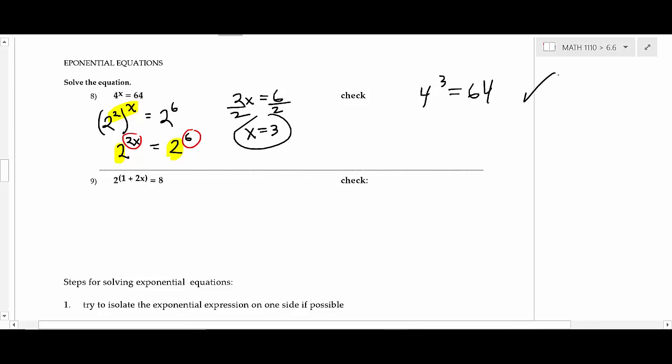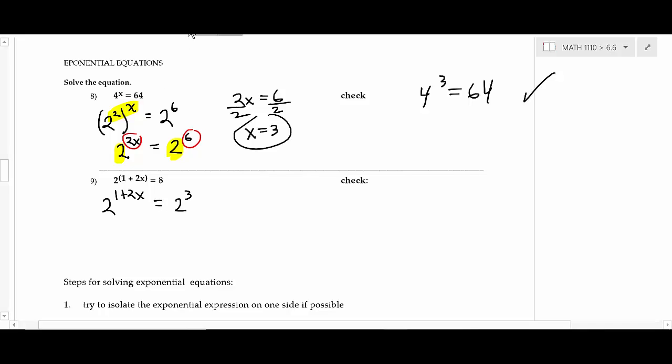So if you can do something in your head, do it in your head. Okay, but that's the methodology we went through sometime last week. This one's the same way. You're going to write this as 2 to the 1 plus 2x. What are you going to do with the 8? 2 to the 3rd, good.